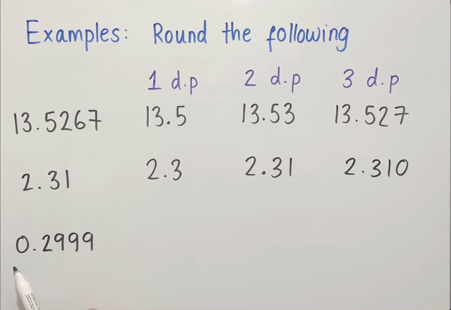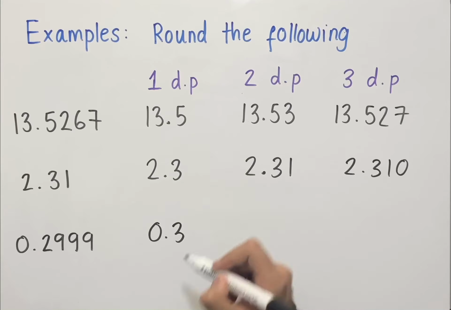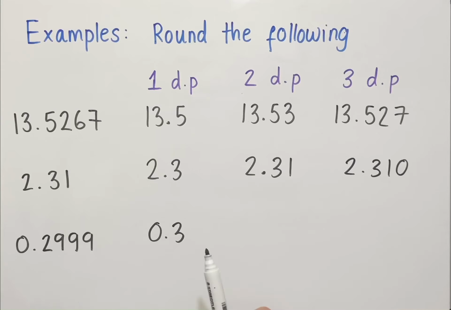Final example is 0.2999. So to 1 decimal place, we need to look at the second decimal place. That digit is the 9. Since 9 is 5 or more, we need to round up. So we add 1 to the previous decimal place, which is the 2, and so this becomes 0.3 to 1 decimal place.